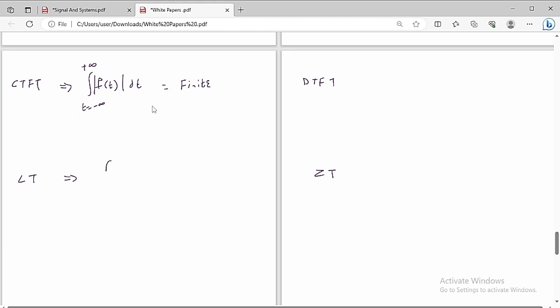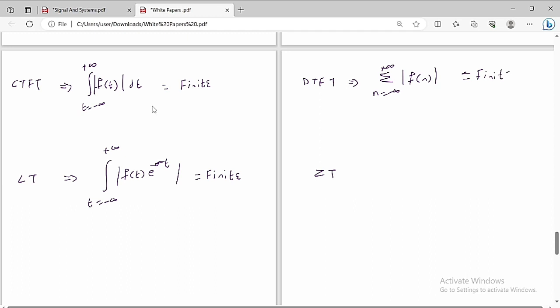Similarly, for the Laplace transform, the integral from t equal to minus infinity to plus infinity of f of t into e to the power of minus sigma t, if it is absolutely integrable, then only the Laplace transform exists. The discrete time Fourier transform exists when the sum from n equal to minus infinity to plus infinity of mod of f of n is absolutely summable. Similarly, the Z transform exists when the sum of mod of f of n into z to the power of minus n is absolutely summable. I already told you this point so many times.